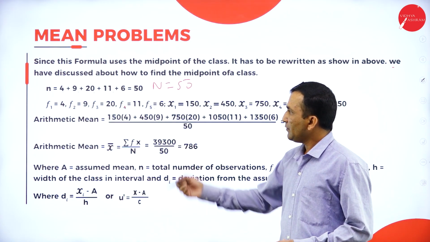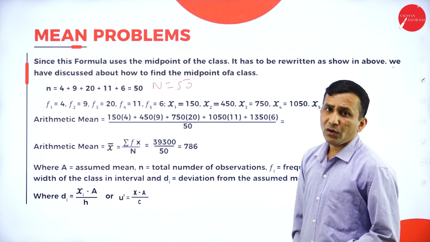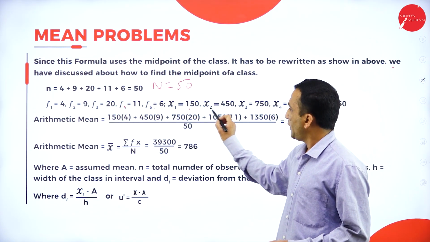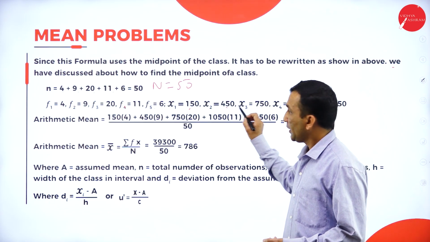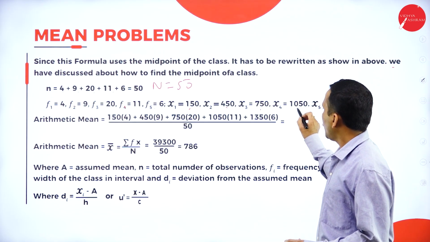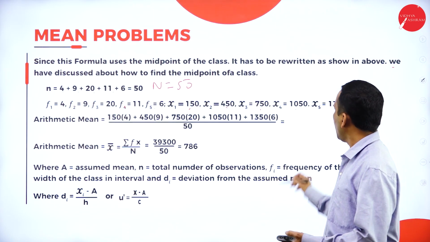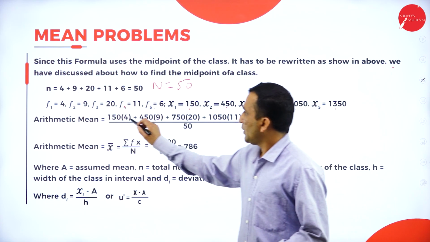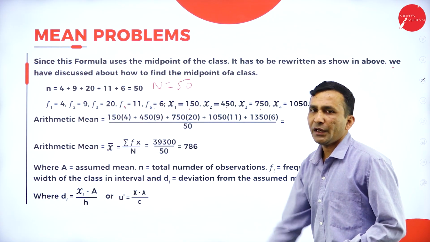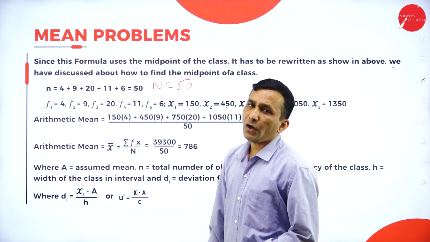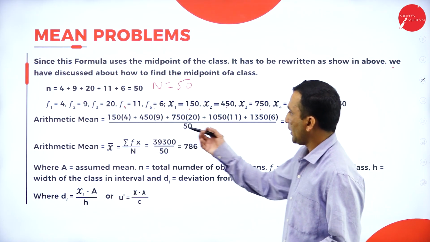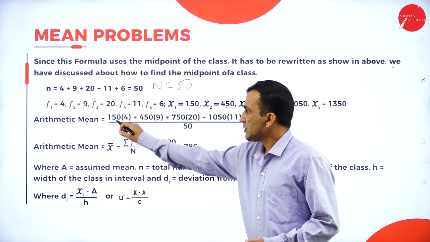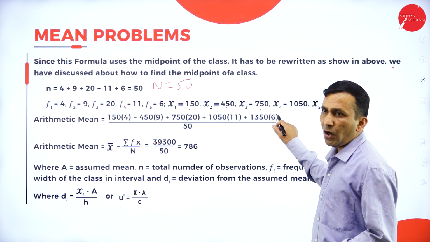Now, the same way, the mid values for X have also been found. Already I calculated the first mid value 150, second 450, third 750, fourth 1050, fifth 1350. Respective frequencies can be multiplied in either vertical or horizontal format, and we get 39,300. In this case I have written it horizontally.